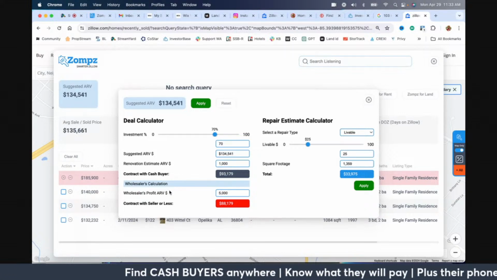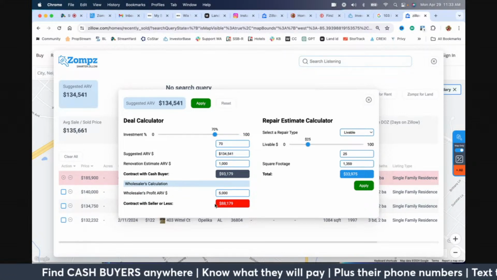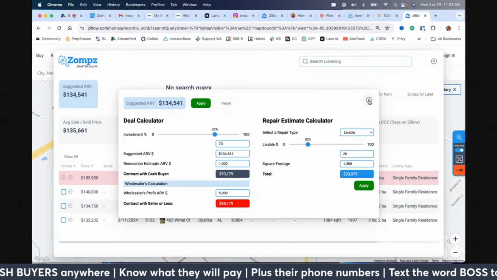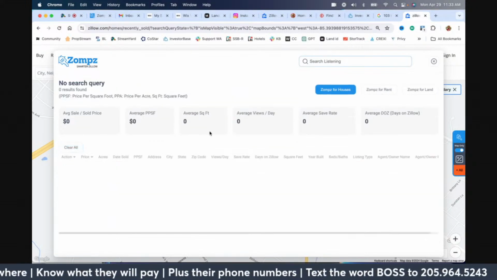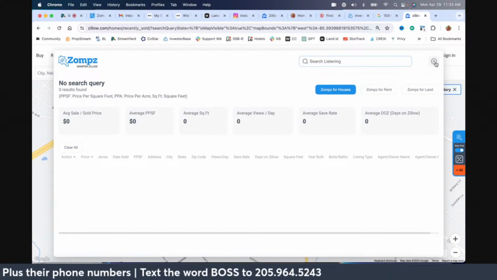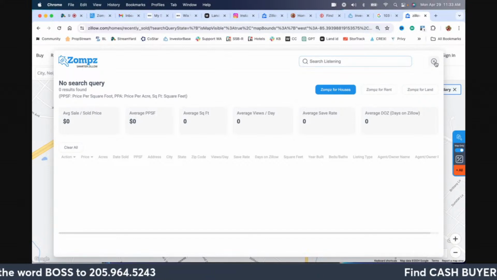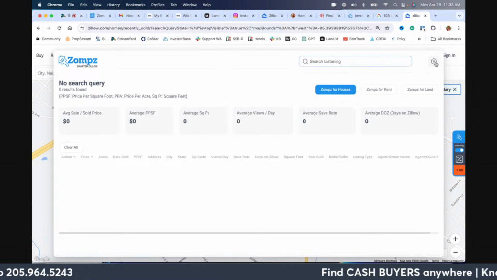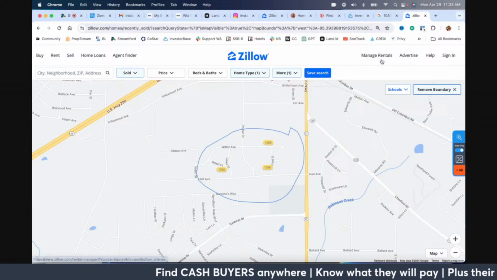Mm-hmm. Oh, 50. Okay. Yeah. What is a good price for a buyer to buy it at? Yeah. Well, if you get it for 50, you should be able to move it for maybe 55 to 60. Gotcha. She said, okay. Yeah. All right.